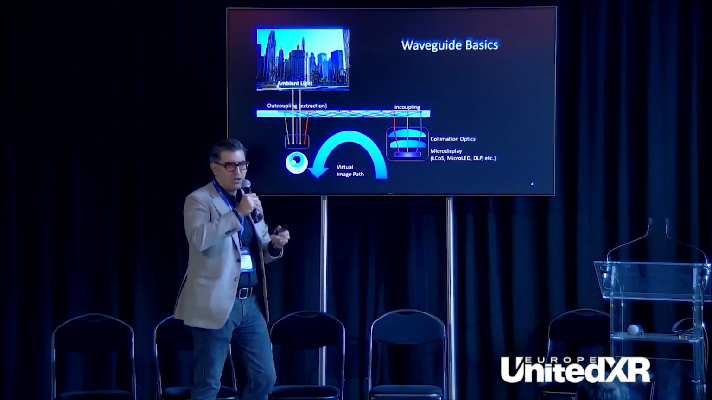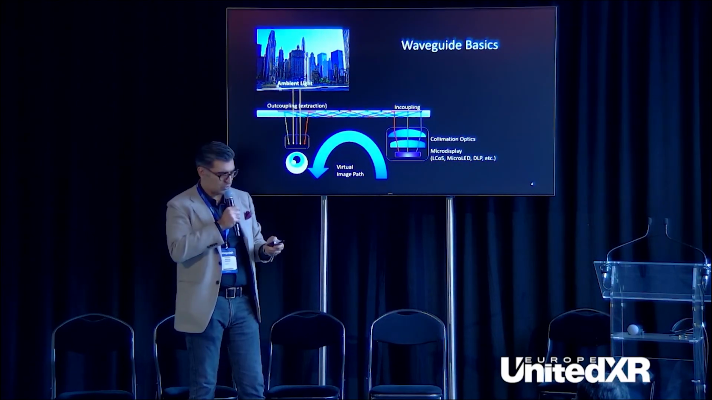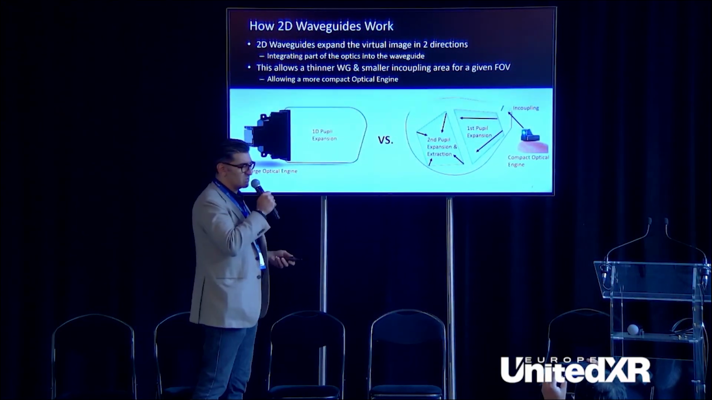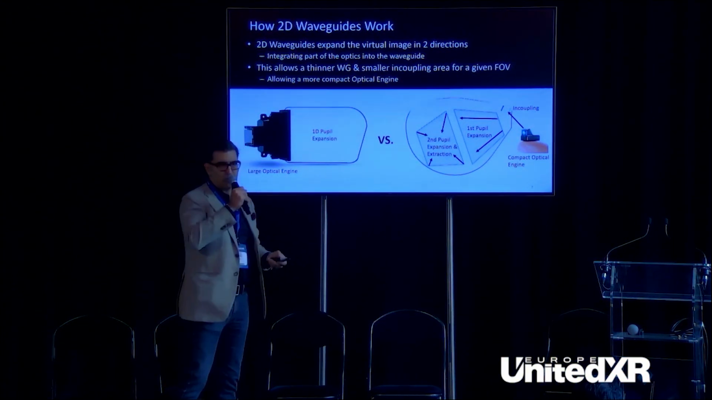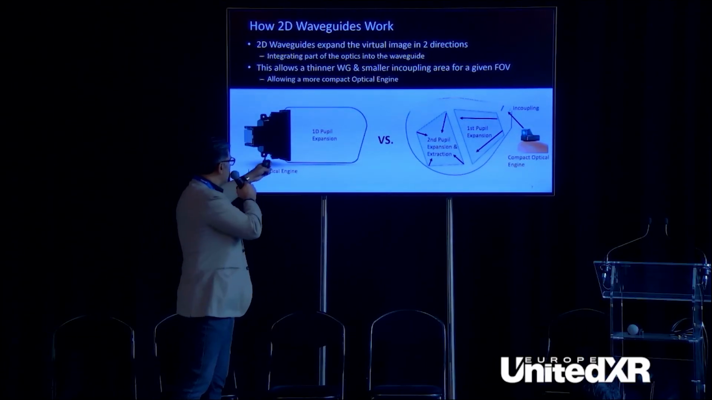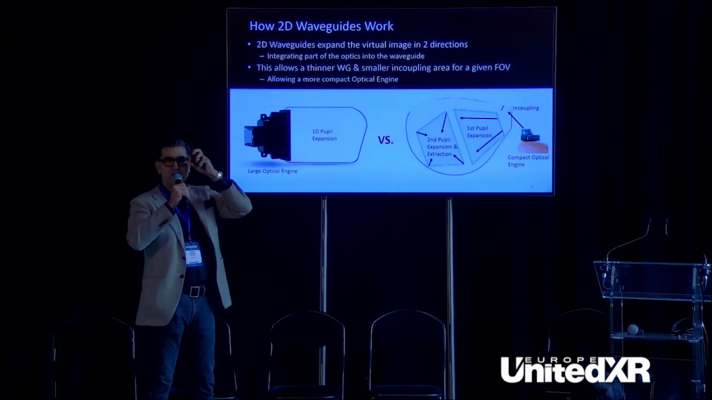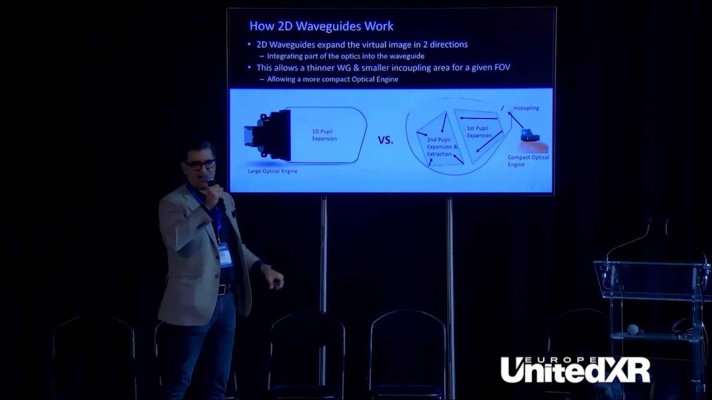Well, it also expands the pupil in a certain direction. And 2D waveguides actually expand the pupil in two directions. Why is that important? Well, here you have a 1D pupil expansion waveguide, and you can see that the optical engine is quite large. The pupil is only being expanded in one direction. In the other direction, you need that big, huge lens.